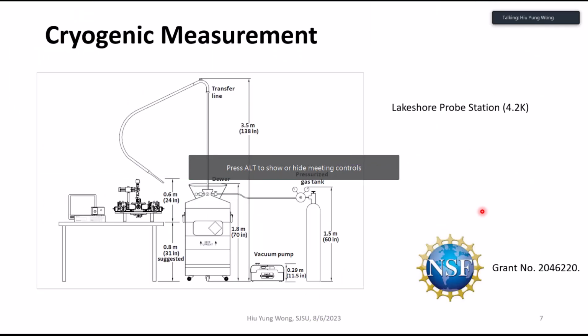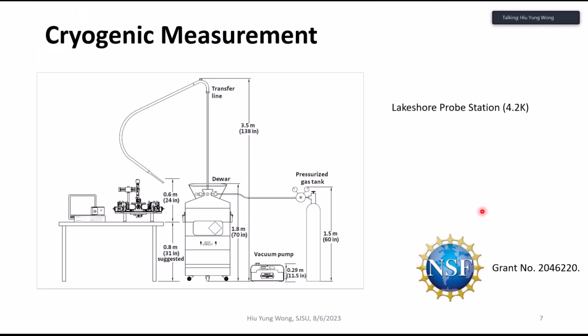And at the same time, we also have cryogenic measurement capability. We can measure down to 4.2 Kelvin to characterize devices that can be used for quantum computer interfaces.